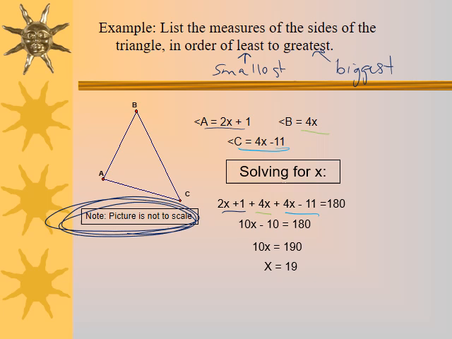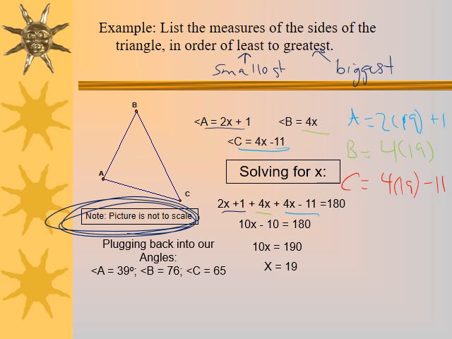Now we're going to take that x is 19 and plug that back into each one of those. So in order to find A, I have to do 2 times 19 plus 1. To find B, I have to do 4 times 19. And to get C, I have to do 4 times 19 minus 11. If I do that, that's going to give me A is 39, B is 76, and C is 65. So I'm going to plug those in so that I know what my picture looks like. I've got 39, 76, and 65.